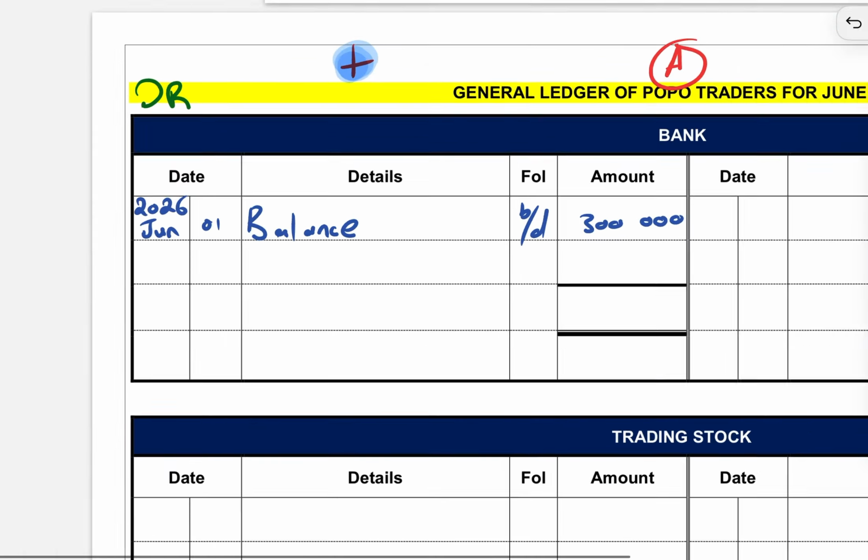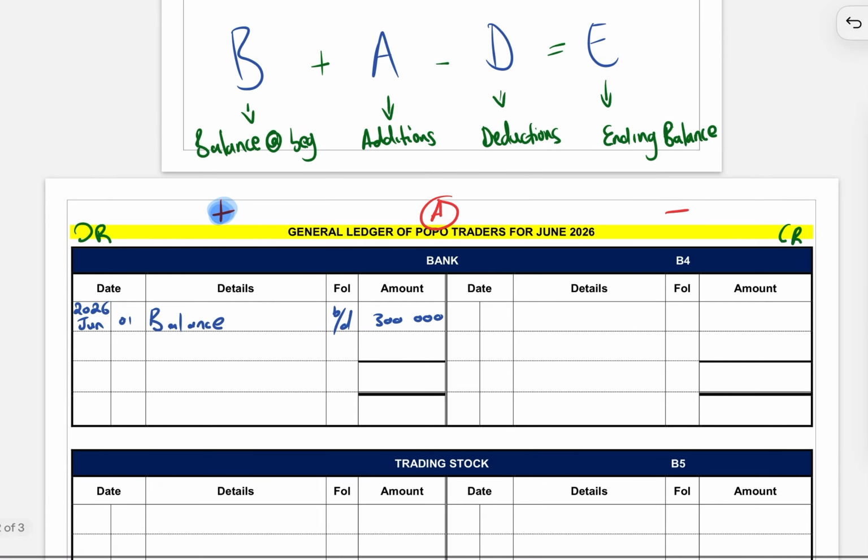Then you are done with the first step of BAID. You are done, so you can tick there. Say, okay, I'm done recording the opening balance. And then you also need to start asking yourself questions. Was there any amount of cash deposited or added into the bank account during the month? Okay, so where are we going to get this information?